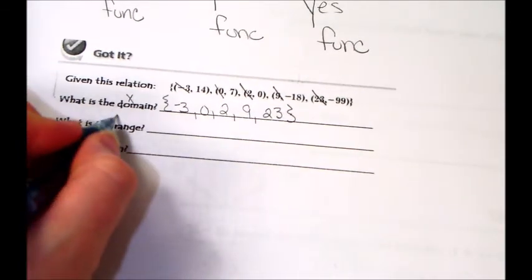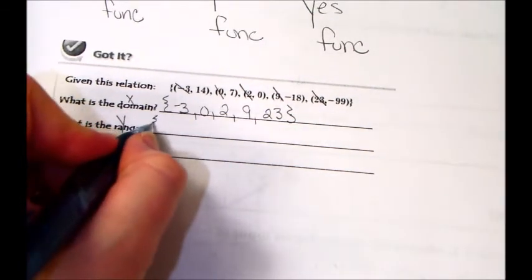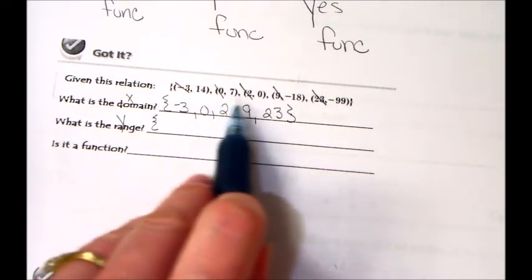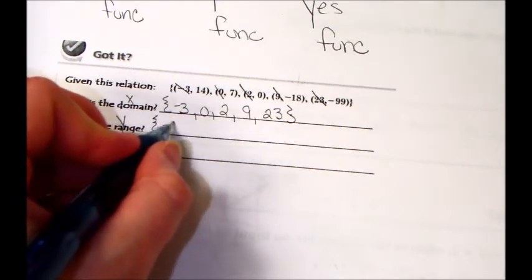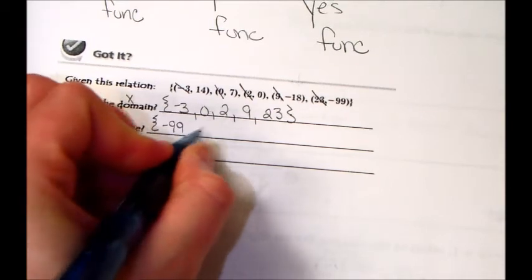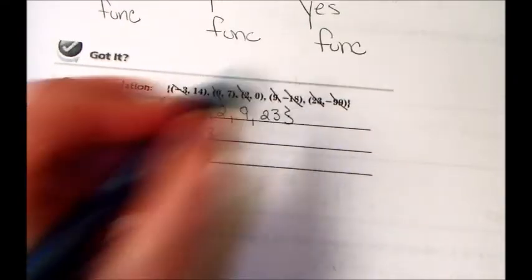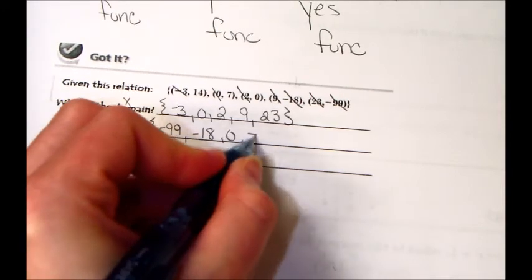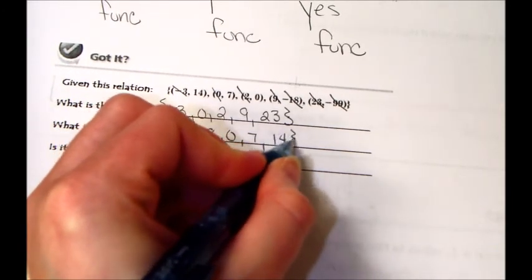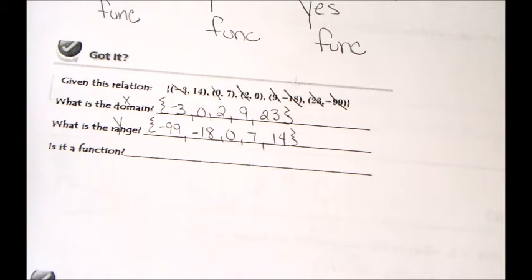The range are the y's. Put them in order, lowest to highest. So lowest to me, negative 99. Oh, look, these ones are in backwards order. Then negative 18, then 0, 7, and 14. That was pretty nice. They put things in order for us, kind of.